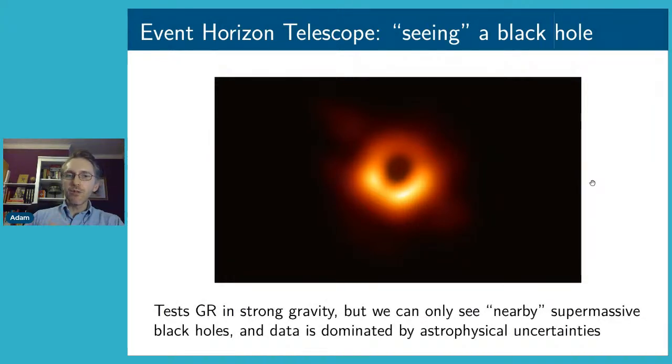And with this kind of image, we do get some sense of whether Einstein's theory is correct in strong gravity. But with these kinds of instruments, we can only see fairly close supermassive black holes at centers of galaxies. We can't see any other kinds of black holes that are out there. And the data that we get from this is actually very heavily dominated by astrophysical uncertainties. When we're trying to figure out or deduce what is the black hole in the center here, we need to make some assumptions about the behavior of stuff around it. And the uncertainties in those assumptions are very big. And so we can't actually deduce that much about the black hole in the middle.